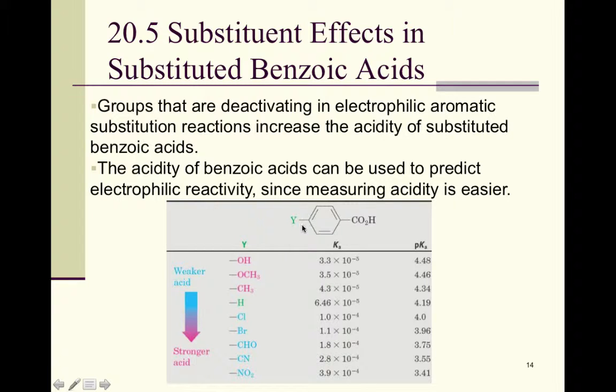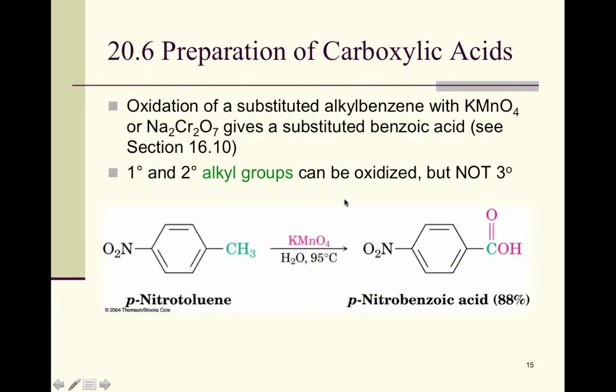Our example here is showing us the Y group in the para position, and we can see that a weaker acid would be OH. The acid would be stronger the more electron withdrawing it is, pulling it away, so this hydrogen has the ability to leave when we pull it away. And we can see of these substituents, the strongest acid would be NO2 in the para position on our benzoic acid.